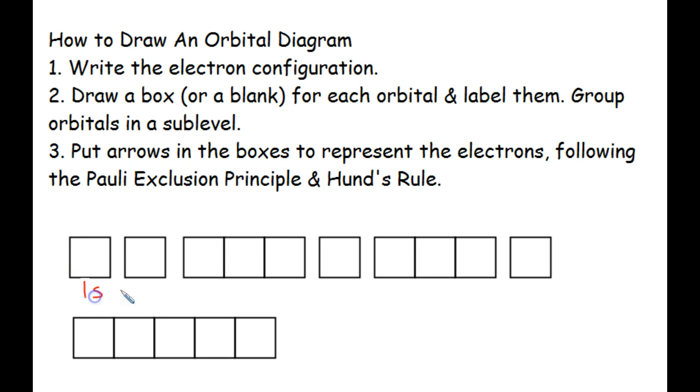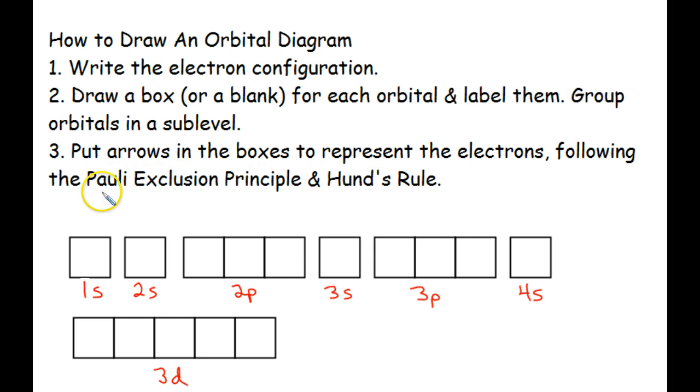So this is your 1s, your 2s, these are 2p, this is 3s, this is 3p, this is 4s, and this is 3d. Notice that your boxes represent the number of orbitals in each sublevel, and you've got your sublevels grouped. Okay? The next thing you're going to do is put in arrows to represent the electrons, and you have to follow Pauli exclusion principle and Hund's rule.